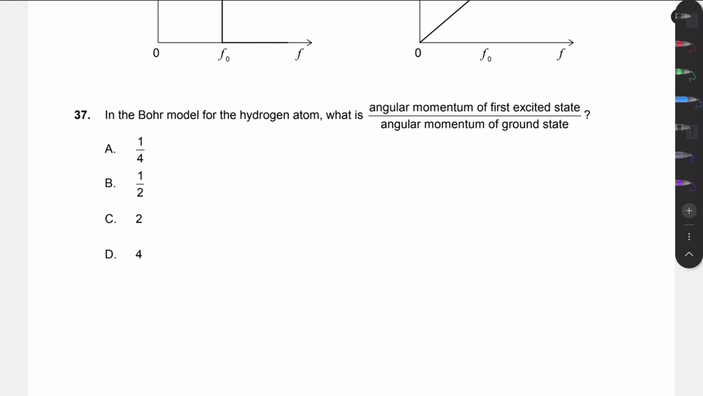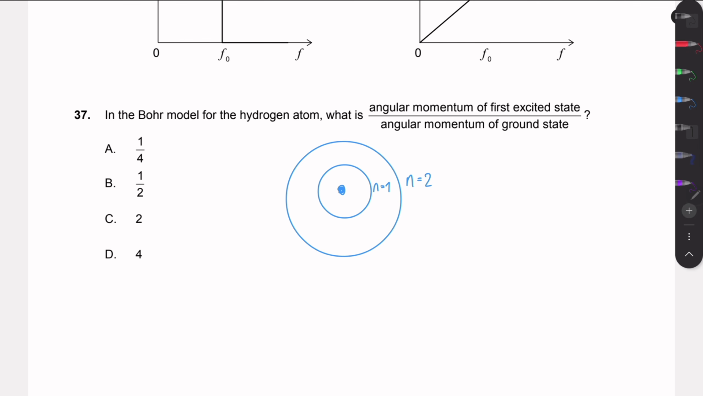In question 37, we're told in the Bohr model of a hydrogen atom, we need to determine the angular momentum of the first excited state and the ground state. So if we have some nucleus here, this is usually considered the ground state, the first energy level, then the second energy level, and so on.